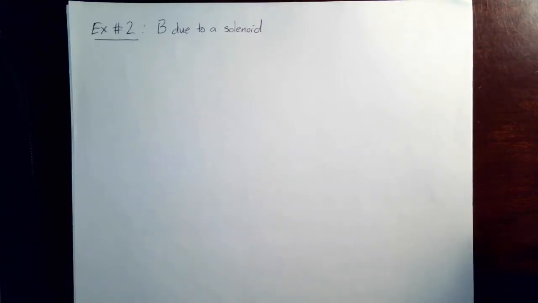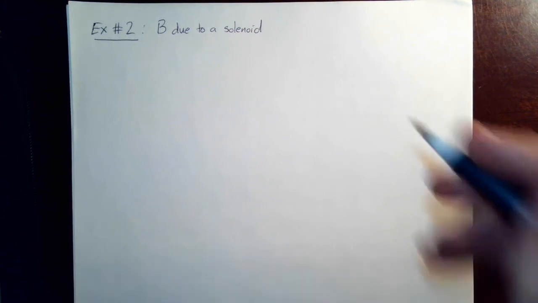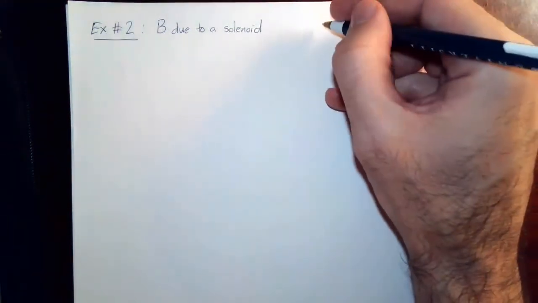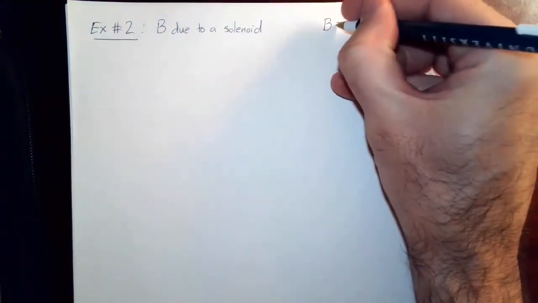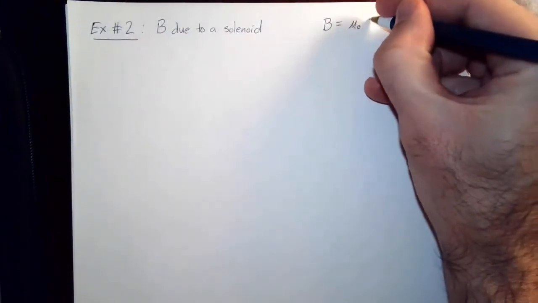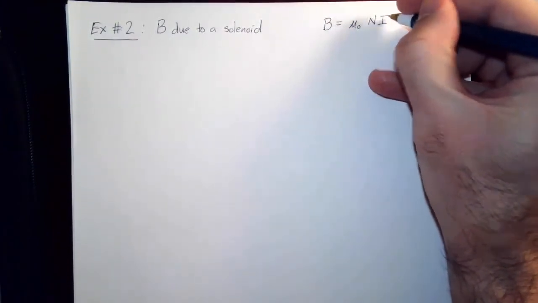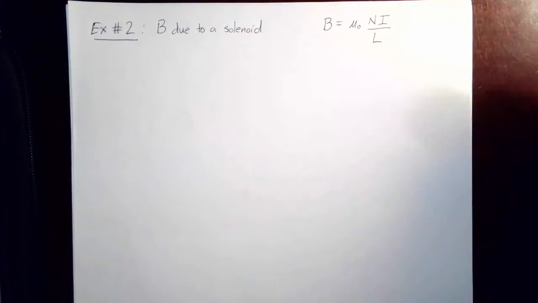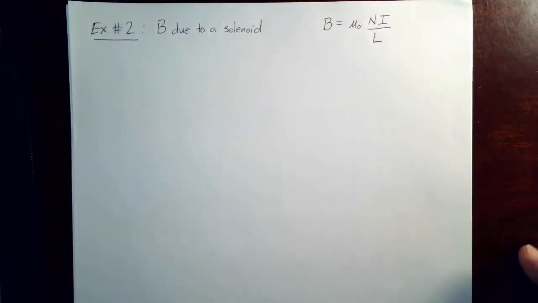And for example number 2, I'm going to do the magnetic field due to a solenoid. And remember, a solenoid is a wire that's coiled around a cylinder. And again, we have an expected result here. We know from using Biot-Savart law earlier that it should look like this, mu naught n I over L. And let me explain what each of these variables means.